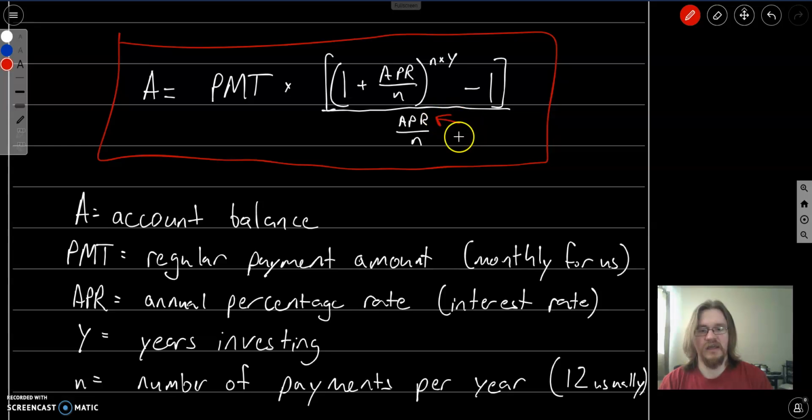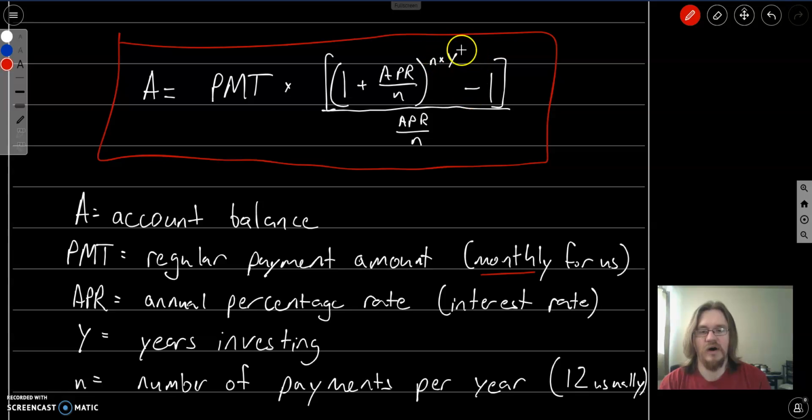APR again is just your interest rate. It's your annual percentage rate. One term that we haven't seen yet is PMT, and I think this stands for per monthly transfer, I believe. But it's how much you're going to regularly pay into the account. And for us, it's going to be monthly. We're only going to look at monthly payments. It could be something where you do this a couple of times a month, or maybe only a couple of times a year. But for us, we're going to look at paying into our savings account once a month.